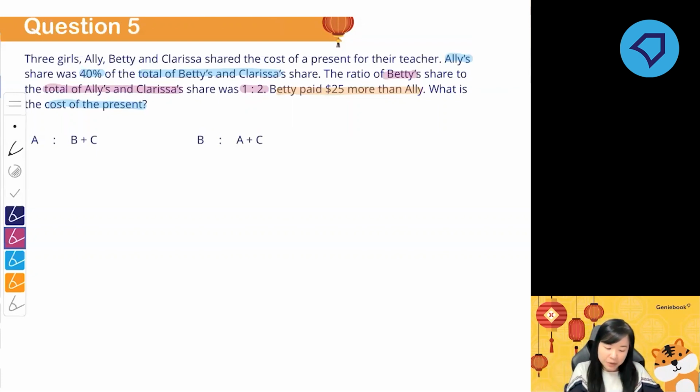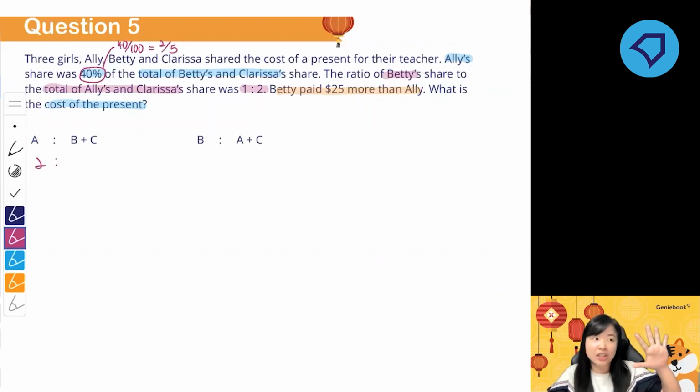Okay, so 40% when we change. Okay, no space. I'm going to squeeze it over here. 40 out of 100. Simplest form is 2 out of 5. Okay, so Ellie is 2 for sure. But Betty and Clarissa, is it 5 or is it 3? Mixed answers. Okay, very good that this question came out.